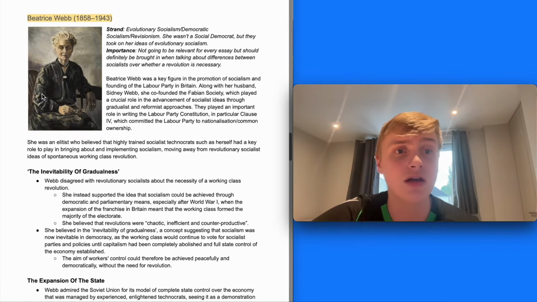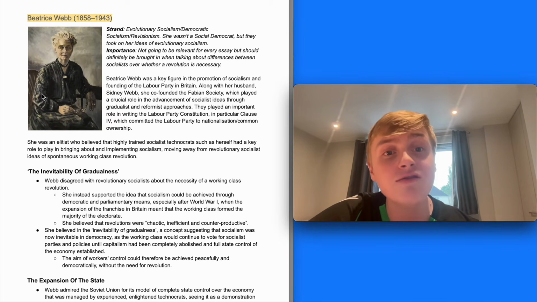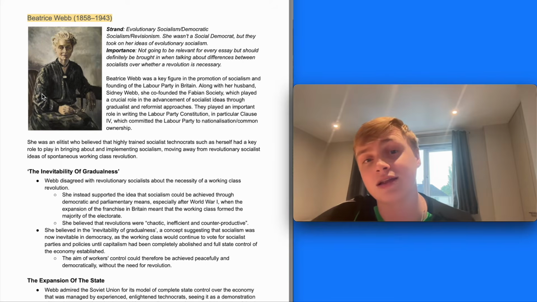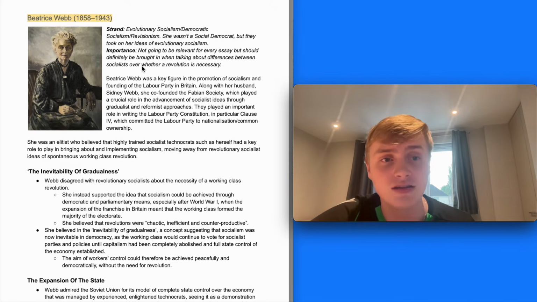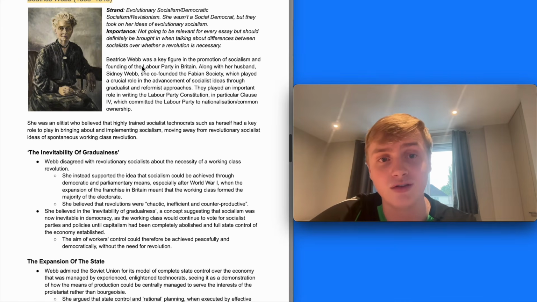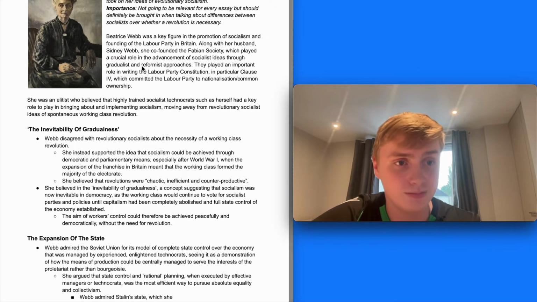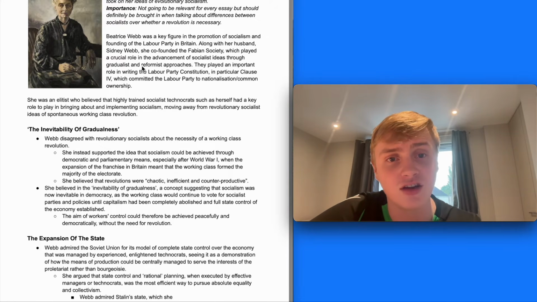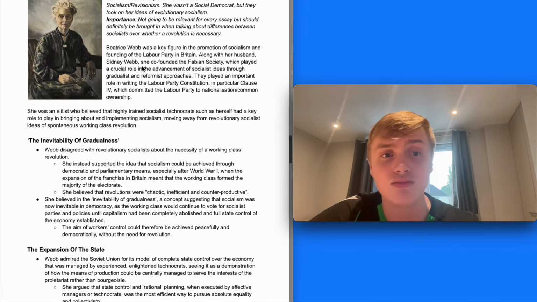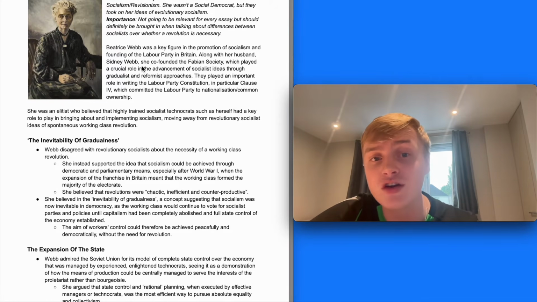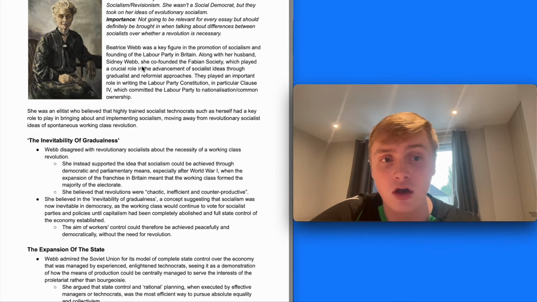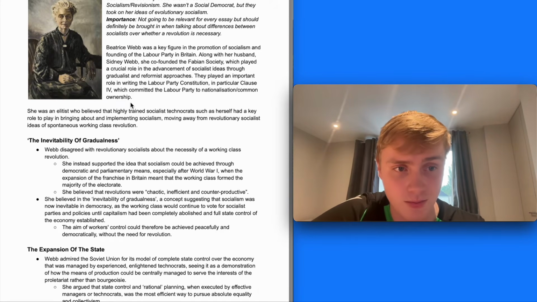The next key thinker we're going to look at is Beatrice Webb, who is a key figure in the promotion of socialism and the founding of the Labour Party in Britain. Along with her husband, Sidney Webb, she co-founded the Fabian Society, which played a key role in the advancement of socialist ideas through gradualist and reformist approaches. She was ultimately an elitist who believed that highly trained socialist technocrats such as herself had a key role to play in bringing about and implementing socialism, moving away from revolutionary socialist ideas of spontaneous working class revolution.